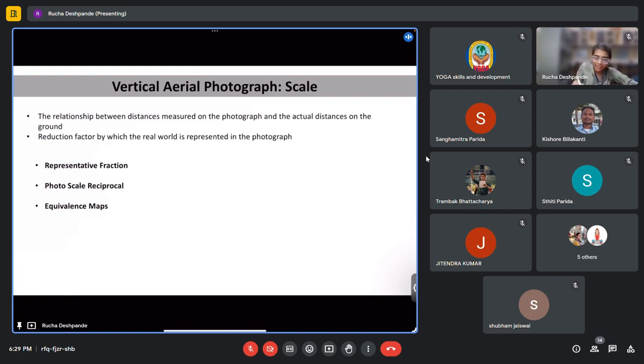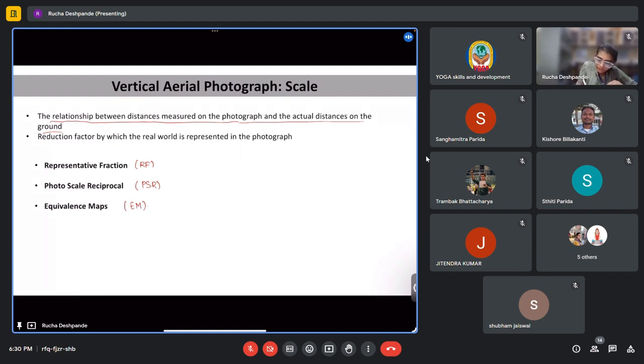Right. So scale is the relationship between distances measured on the photograph and the actual distances on the ground. And scale is a reduction factor by which the real world is represented in the photograph. So there are different such definitions of scale. We have certain indices which help us get an idea about the scale. So let's look at each of these indices.